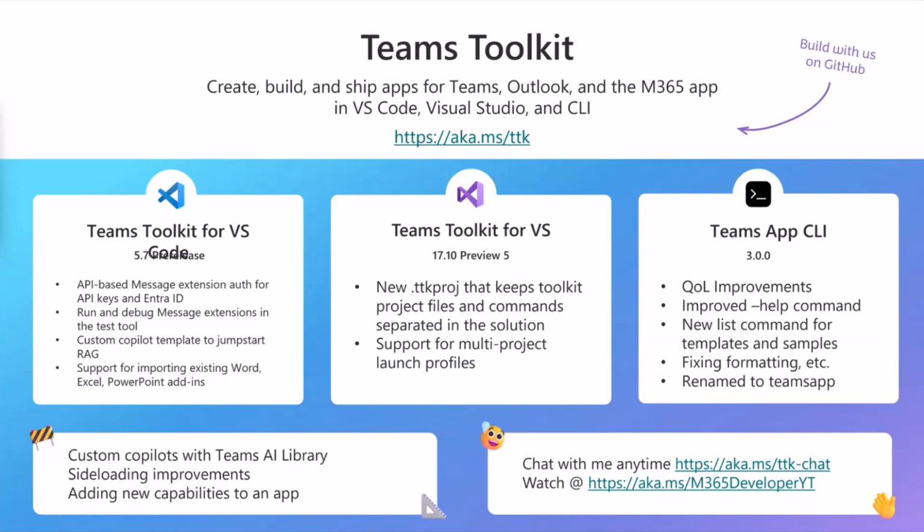There are some new templates for creating custom copilots, basically a way to implement RAG using the Teams AI library. And there are some new samples for that. I've done some videos on that recently on the YouTube channel, so you can check those out. And there's a 17.10 preview for the VS extension, and that's basically a re-architecture of how we organize projects in the solution.